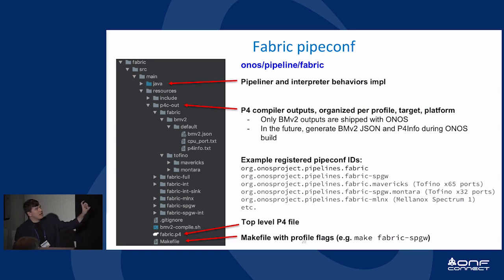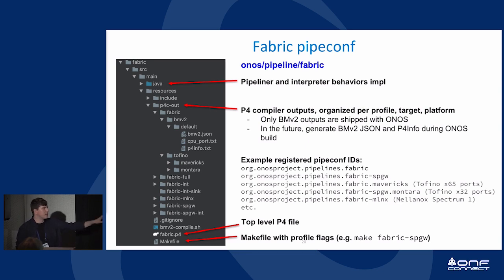It comes with some P4 compiler outputs, in this case for the BMV2 software switch. In the future, we hope to instrument the ONOS build to be able to actually generate the compiler output for a given P4 program, so we don't have to ship auto-generated files in the code base. The same Pipeconf can be used to support both software switches and actual hardware switches like Tofino, and we have experimental support for Mellanox Spectrum 1.